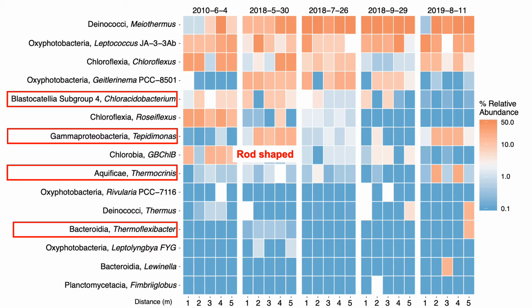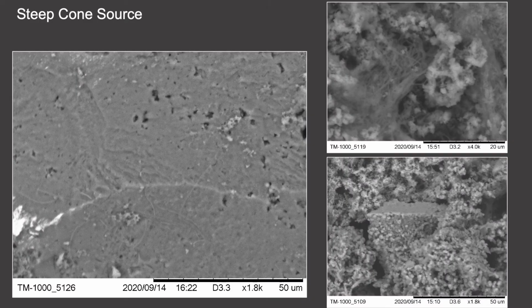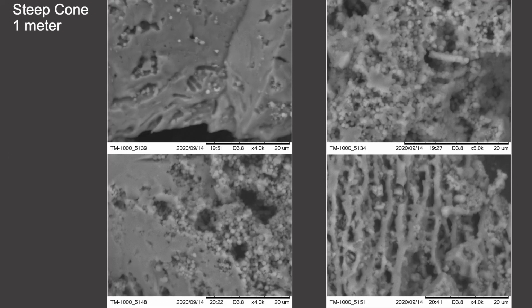Next, we can examine silicifying trends along the outflow using SEM imaging. At the source of Steep Cone, we can see two textures: one, a smooth and finely cemented texture, and two, a popcorn-like texture made up of aggregated silica colloids. However, we see there are filaments that are preserved within the source samples at Steep Cone. Moving down the transect to 1 meter, we again see two textures, smooth and aggregated colloids.